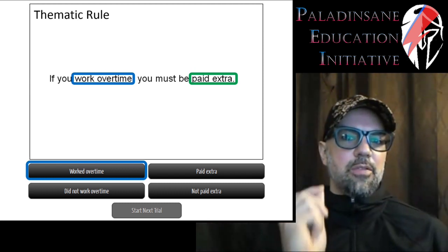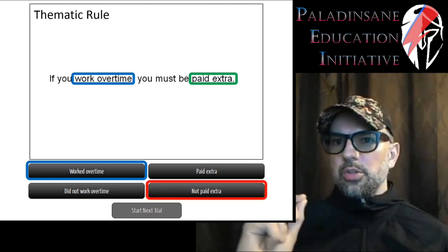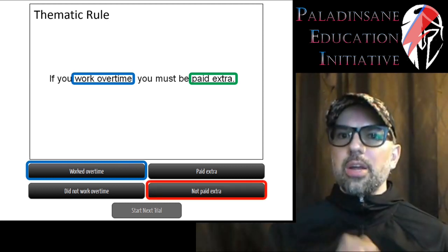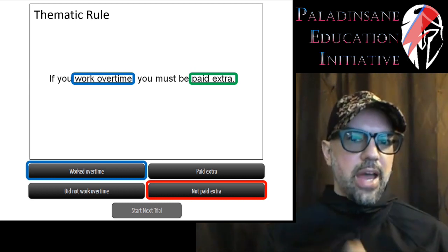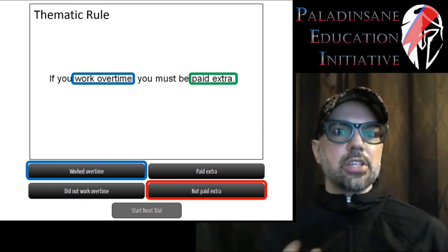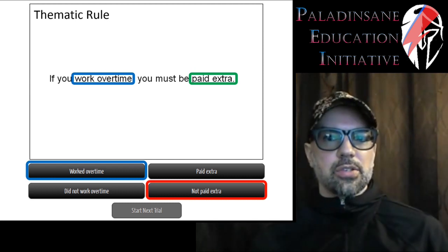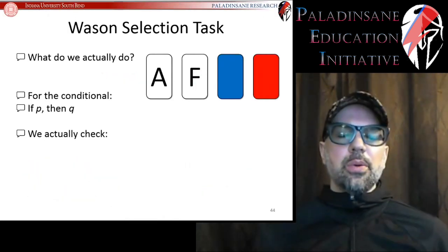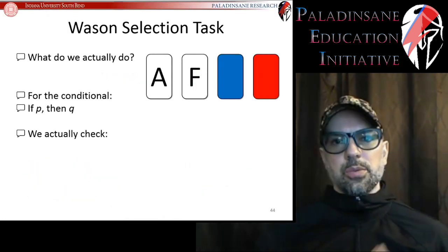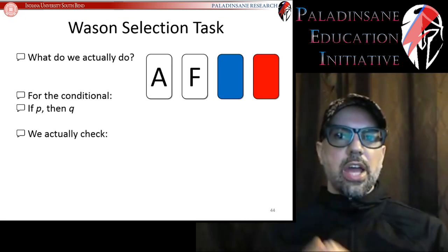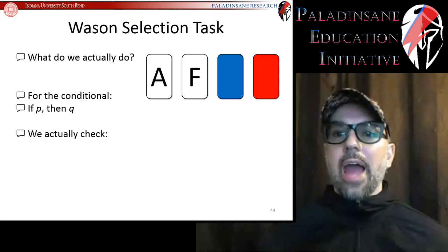But you need to check if you were not paid extra, because you better be sure that that was not a week where you worked overtime, right? So that's what you need to check. You need to check the not Q, not paid extra. So that's what we should do for the conditional syllogisms. We should check P and we should check not Q. What do we actually do?